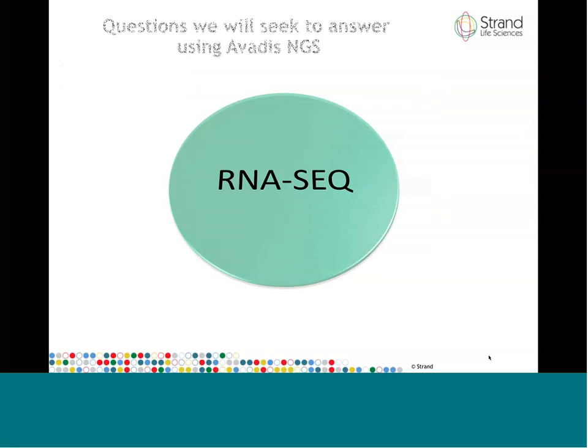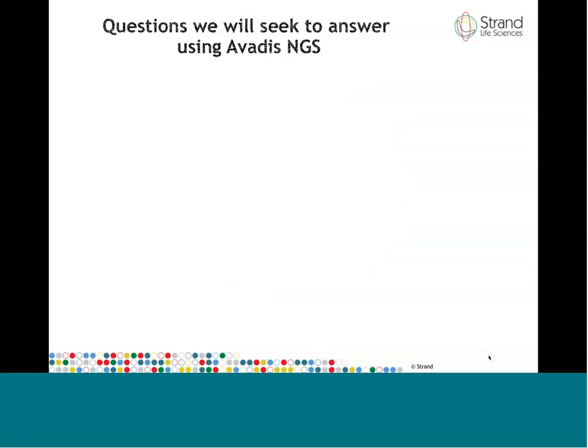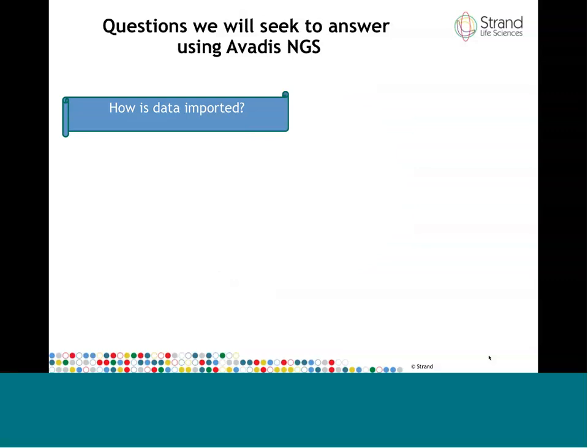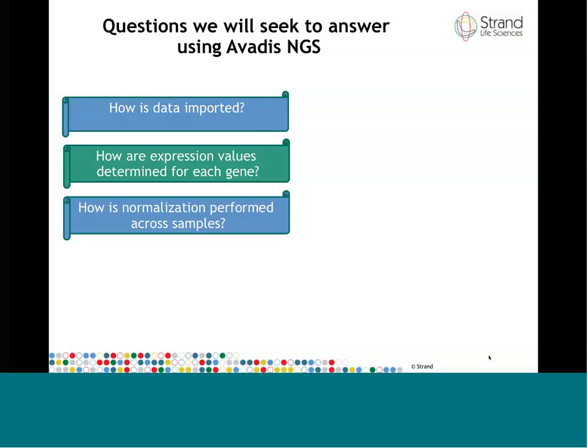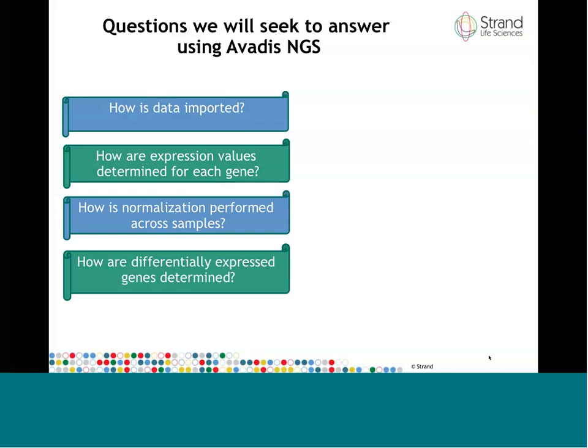The questions that we'll seek to answer as regards RNA-Seq using Avadis NGS are the following. If you have aligned data, how do you import it in? What all do you need to import in data? Once you've imported data, how do you determine the expression value for each gene from the reads that you've imported? Once you've determined the expression value for every gene, how do you normalize these values across samples? Once you've normalized expression values for each gene, how do you identify genes that are differentially expressed between experiment conditions?